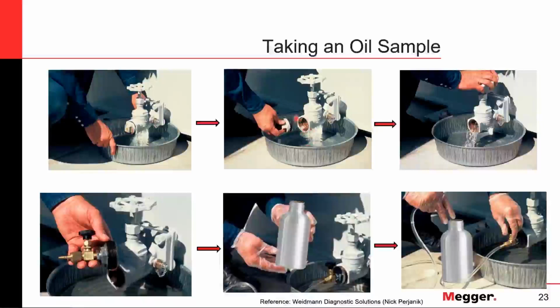Now, going into the actual process of taking a sample, I want to go step by step so we can all review and we're on the same page when taking an actual sample. So first of all, make sure you have a big enough container for flushing oil. Place that below your sampling valve and proceed to remove the cap from the sampling valve.